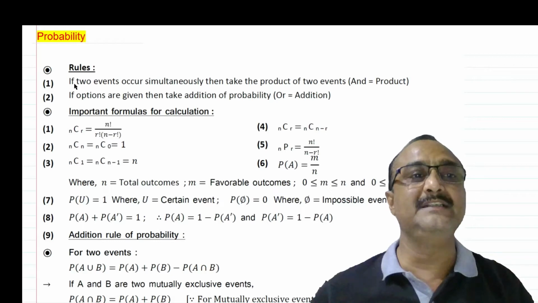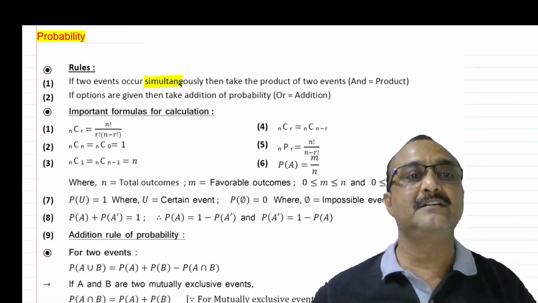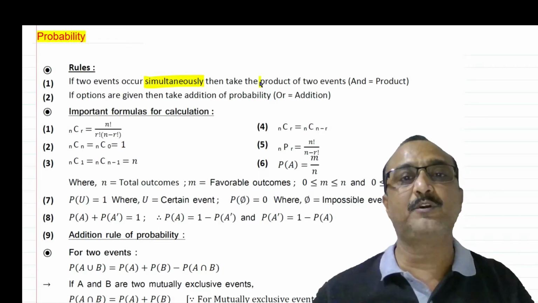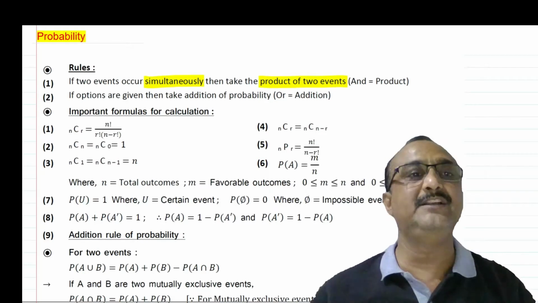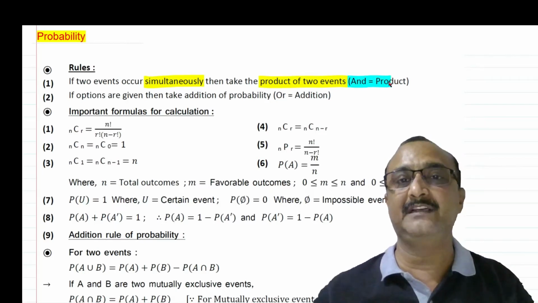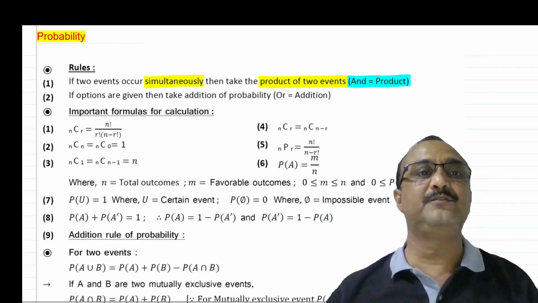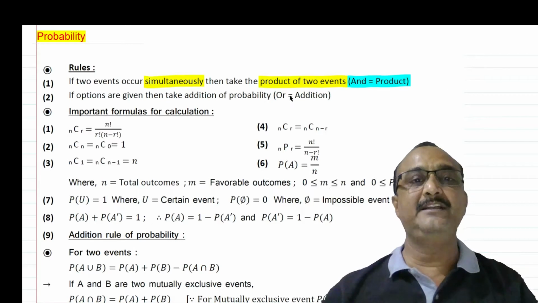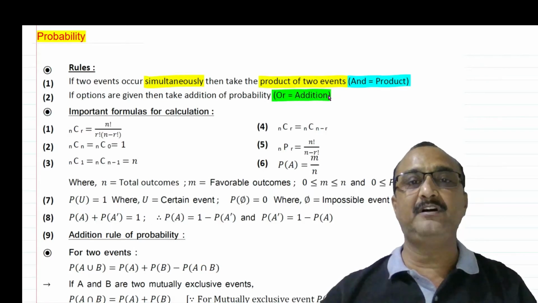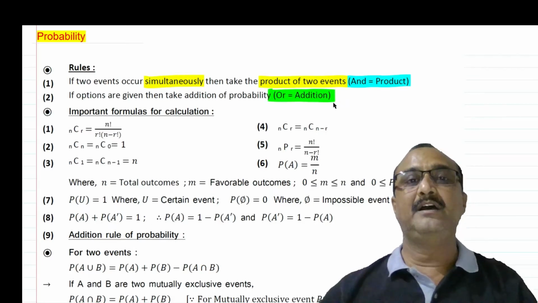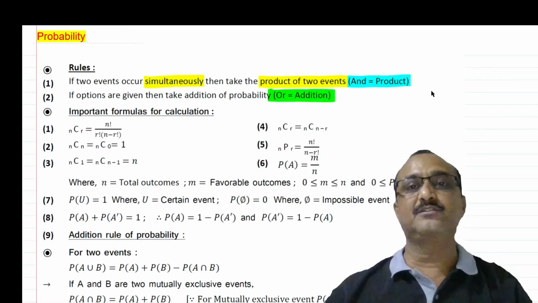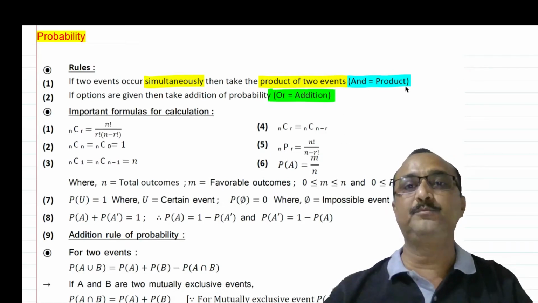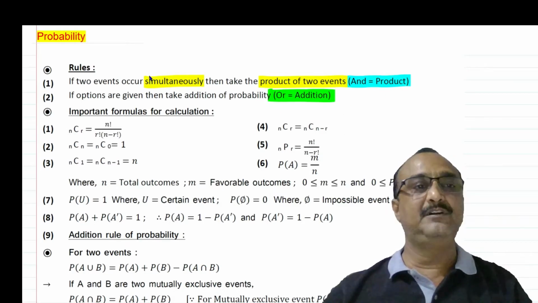First rule is if two events occur simultaneously, then take the product of the two events. In short, if "and" is given, we have to take the product of the two events. And the second rule is if "or" is given, then take the addition of probabilities. In short, if "or" is given, we have to add the probabilities of the two events. In short, and equals product, and or equals addition.